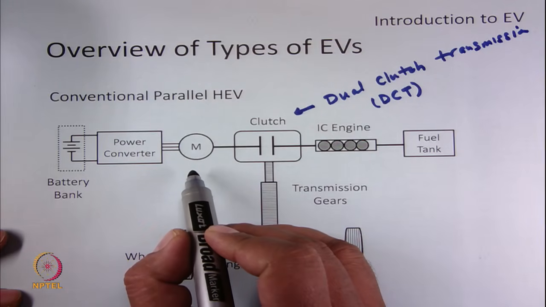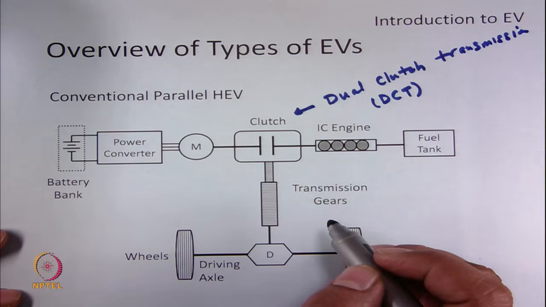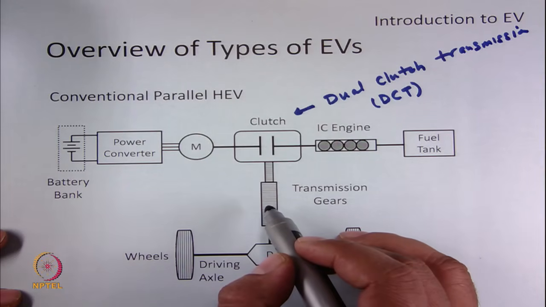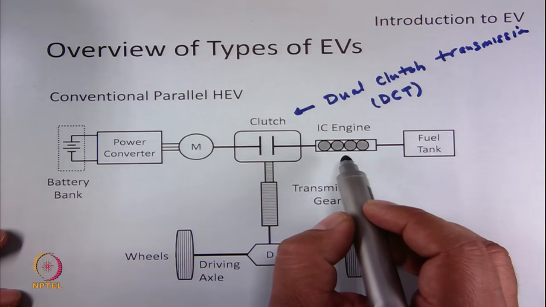This motor can also be used as a generator to recharge the battery when the power required at the wheels is less than the power available from the IC engine.